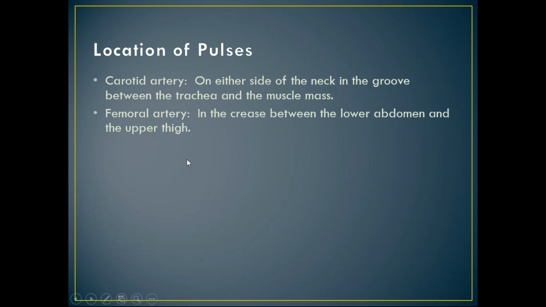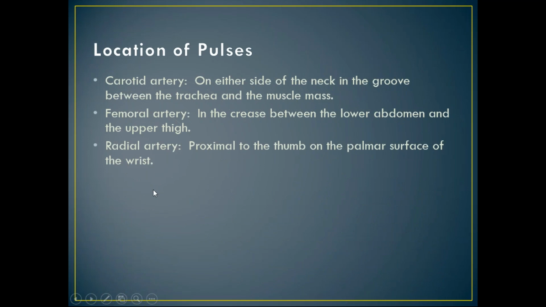Next, femoral artery. This is going to be in the crease between the lower abdomen and the upper thigh. Again, this is classified as a central pulse. So if we are feeling this, systolic blood pressure most likely is going to be over 60 or over 70. Now, this doesn't work in every case, but it does give you kind of a rough estimate of what is going on as far as blood pressure goes. Next is going to be our radial artery. This is going to be proximal to the thumb on the palmar surface of the wrist. So if we're able to feel that, chances are our systolic blood pressure is going to be above 90.